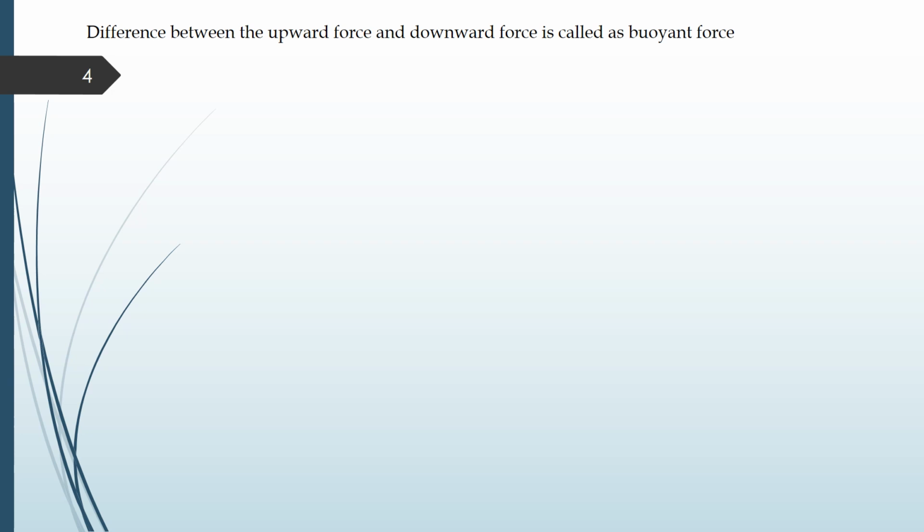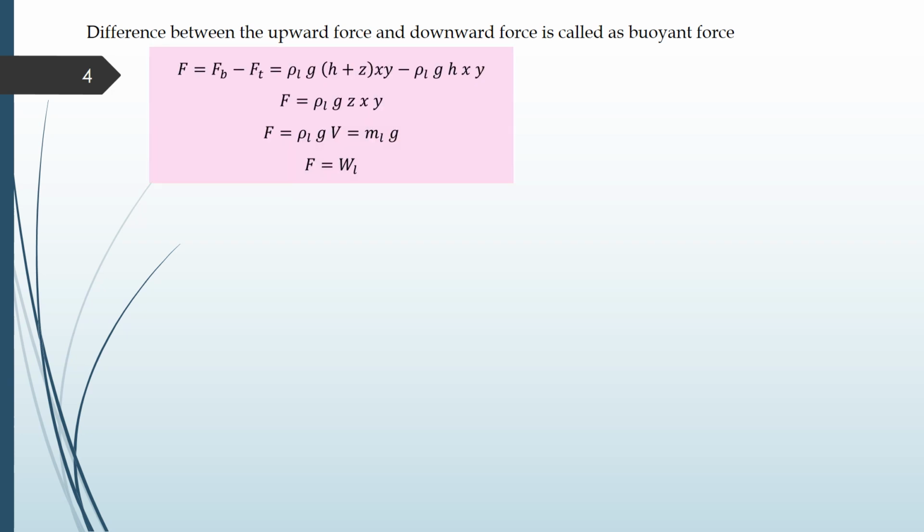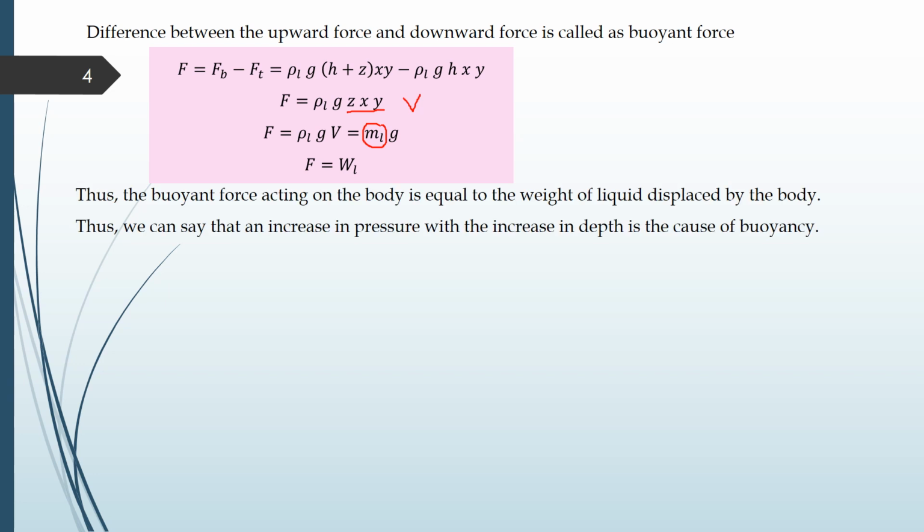So we can say that the difference between the upward force and downward force is called the buoyant force, and it is given by this formula which we have considered in the previous case. After simplification we will get F = ρ_L g (Z_xy), and Z_xy can be written as V, the volume of the object. So we can also write it as ρ_L g V, and ρ_L V can be written as m_L. So basically this volume is the volume of the liquid which is displaced, and it can then be written as F = W_L.